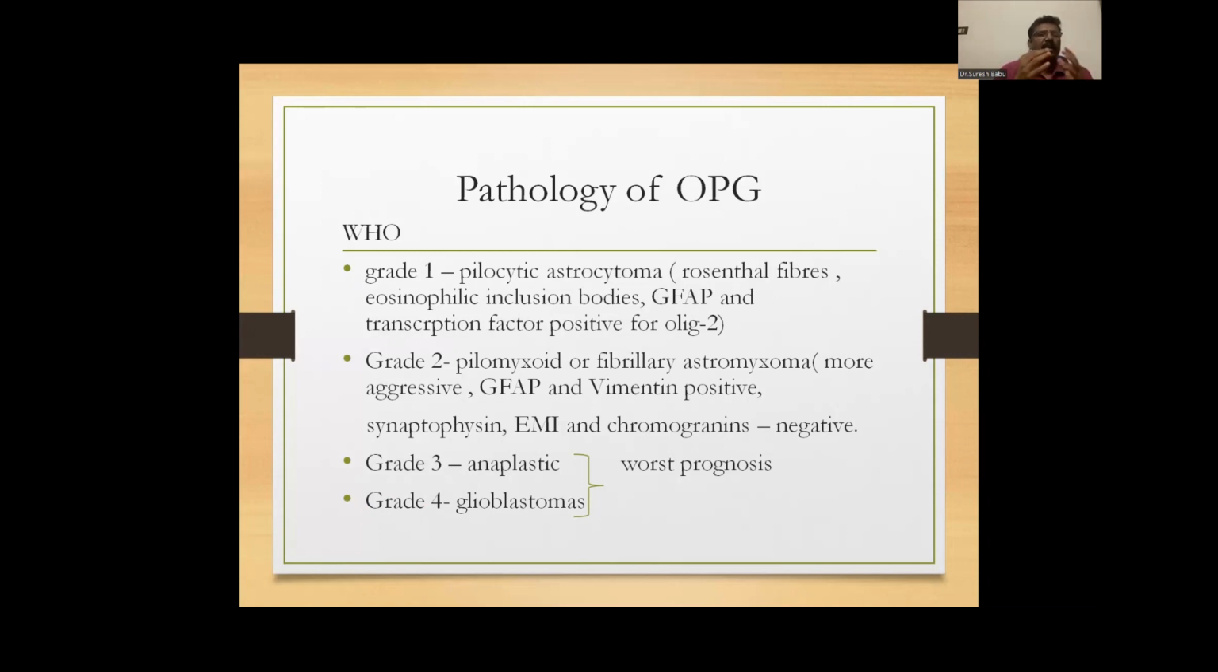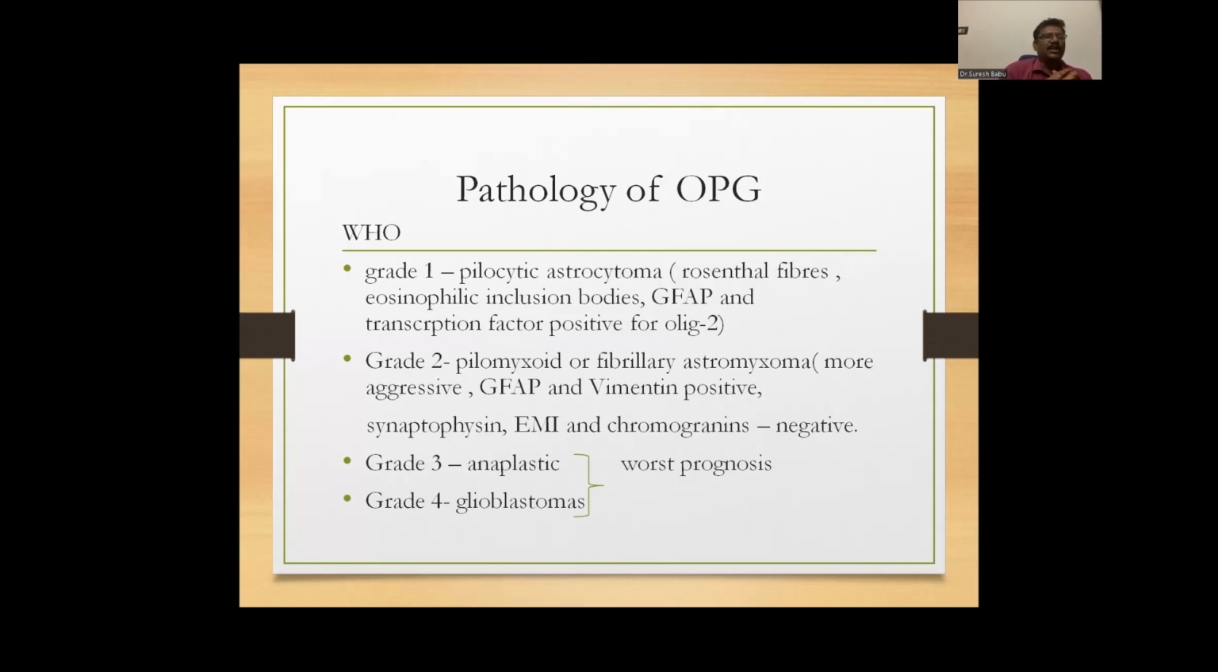And nowadays we are giving emphasis to IHC, immunohistochemistry markers. So in pilocytic astrocytomas, GFAP and the transcription factor Olig2 being positive are important. Then come to grade 2. What is grade 2? Grade 2 is pilomyxoid or fibrillary astrocytomas.